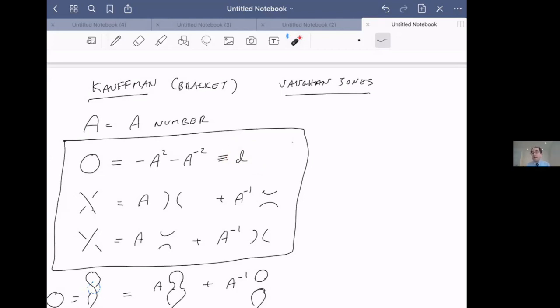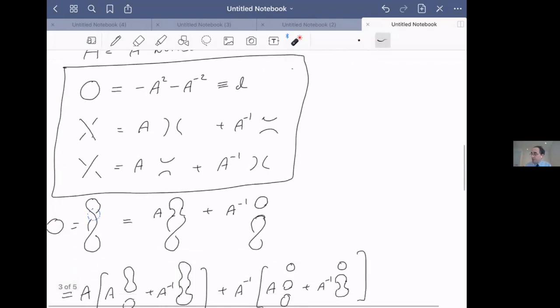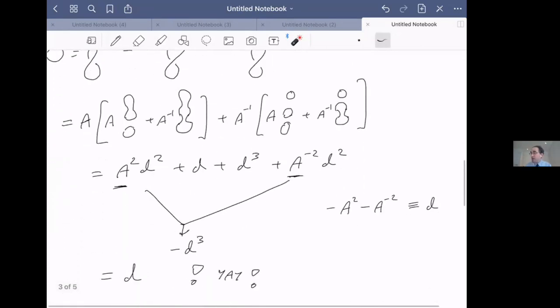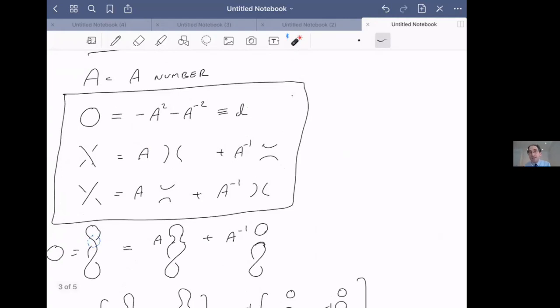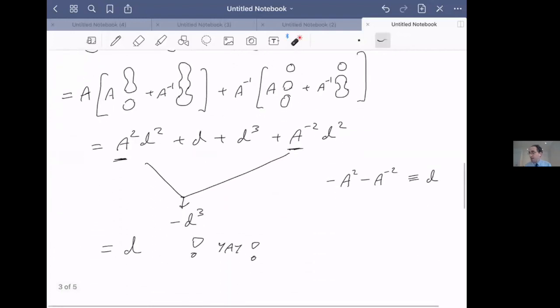Now I claim that if you evaluate this set of rules for any knot, you will get an output which is independent of how you present the knot, independent of how you fold it over and try to make it look complicated. It will come out exactly the same for any two knots which are topologically equivalent. In other words, if I can deform two knots into each other without cutting, once you evaluate the knots using these rules, you will get the same output.